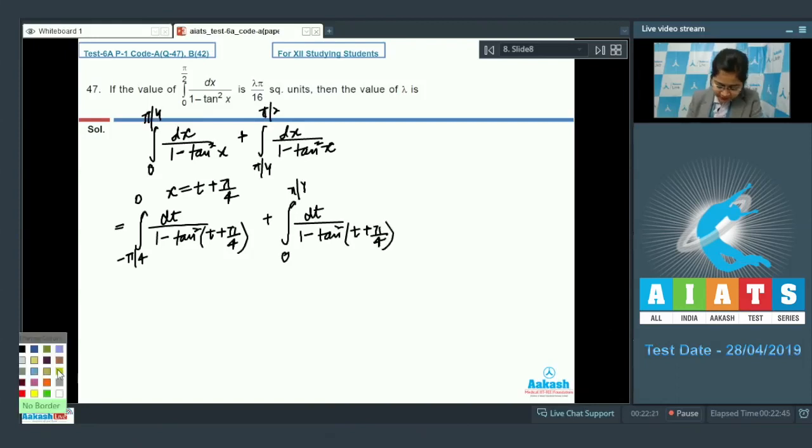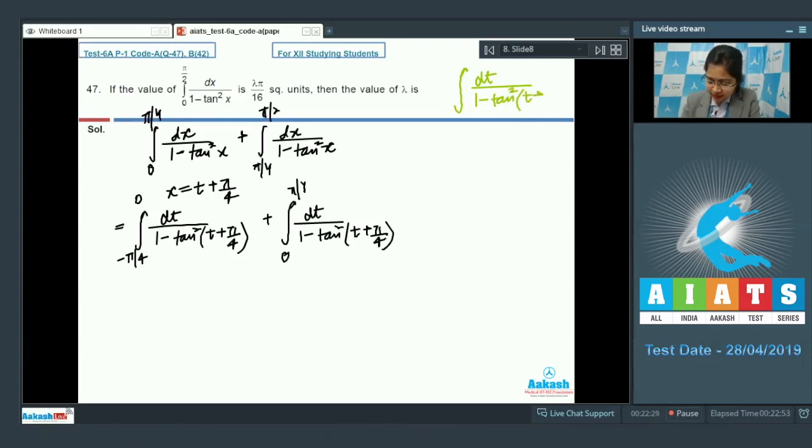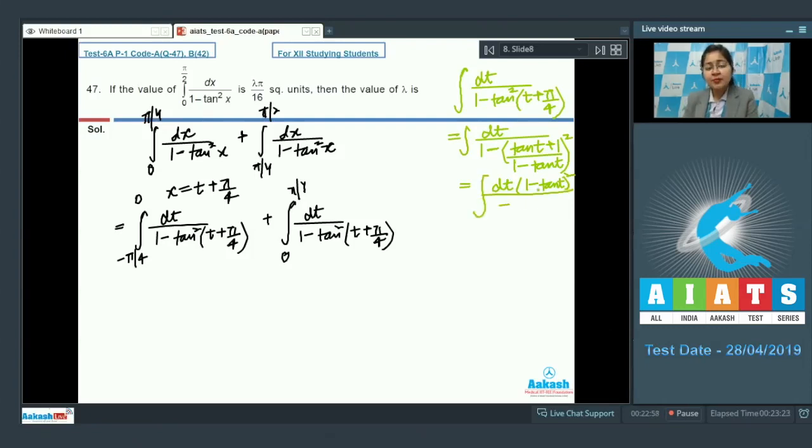Now here separately, let us firstly find the value of the integral dt upon 1 minus tan square of t plus pi by 4. Now we know the formula of tan of a plus b, so we will write it equal to dt upon 1 minus, tan of a plus b is tan a plus tan b upon 1 minus tan a tan b, and we have a square on it. So this is further equal to dt into 1 minus tan t whole square, and in the denominator we will have minus 2 tan t, that is minus 4 times tan t.